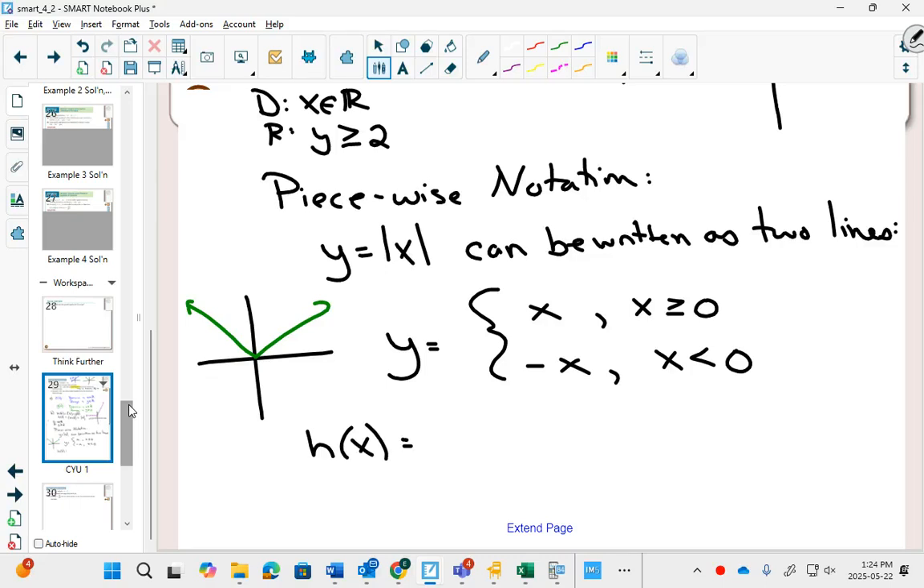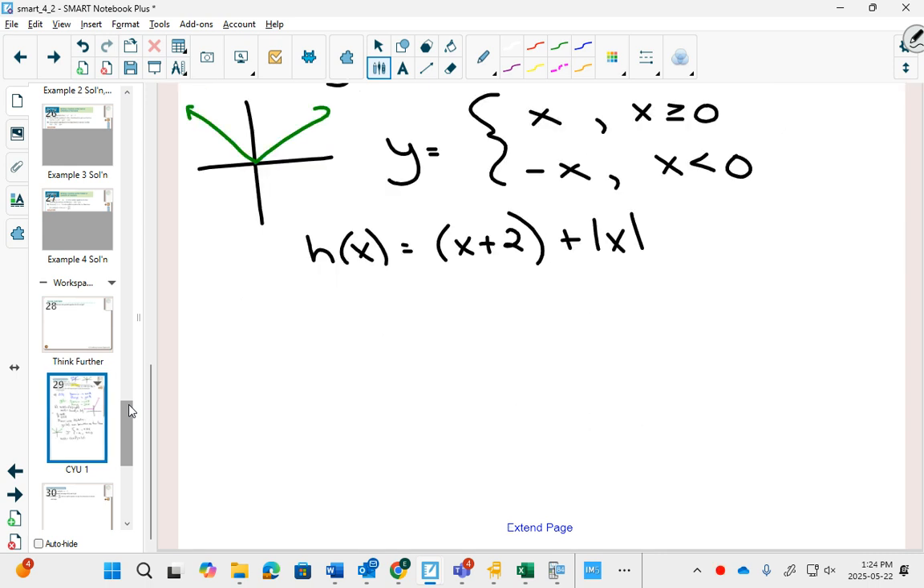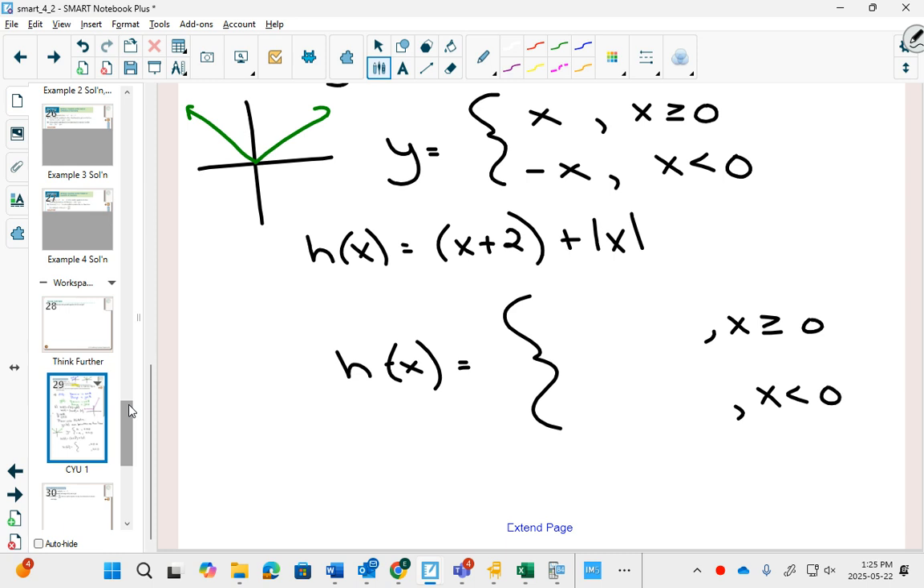which lets me say I could also write h of x in piecewise notation. We have the one piece when x is bigger than or equal to 0, and the other piece when x is less than 0.